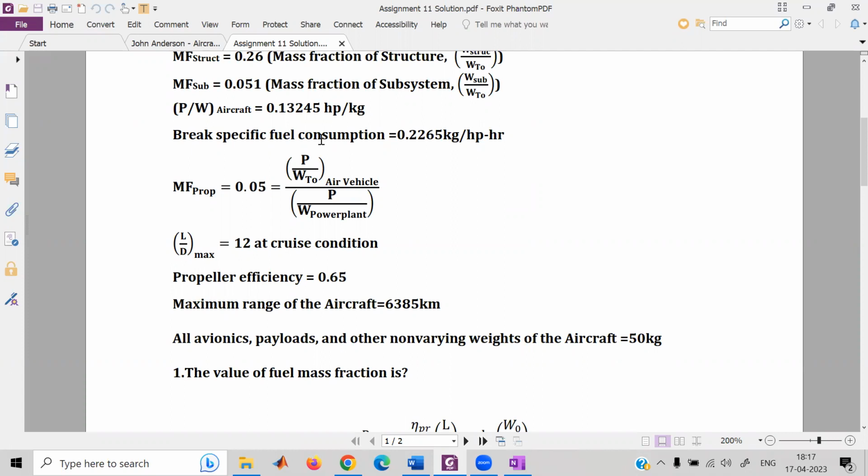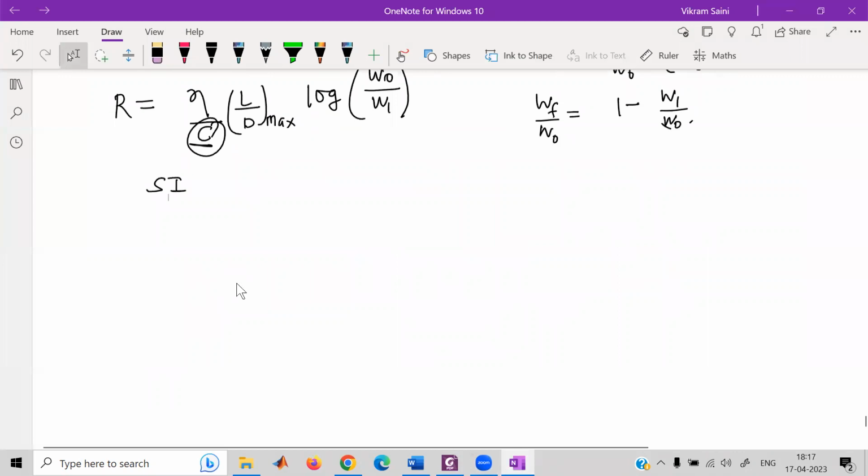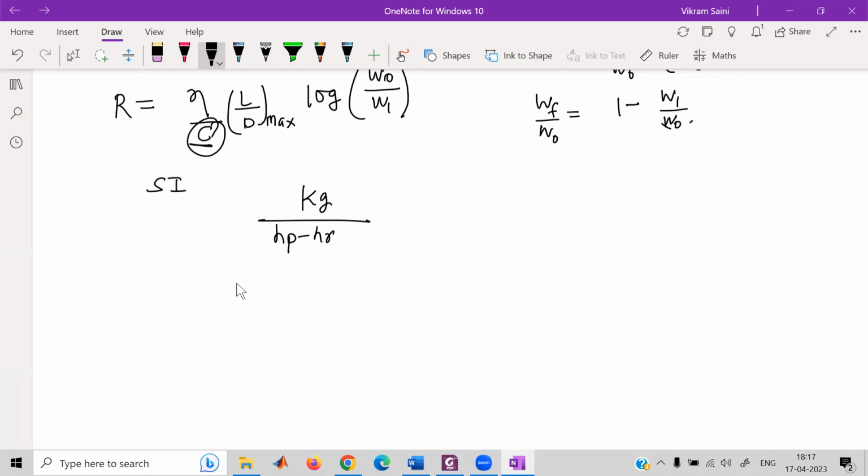So the definition probably involves the Newton. That's why the kilogram should be converted to kg, Newton. Whatever number we had, we have units like kg and then HP hour. So the equivalent will be multiplication with 9.81 and division by 746 HP and 3600 seconds per hour. So this is the factor in C, whatever number you had. Then you can use it here.